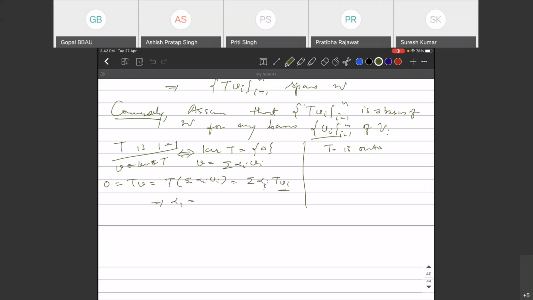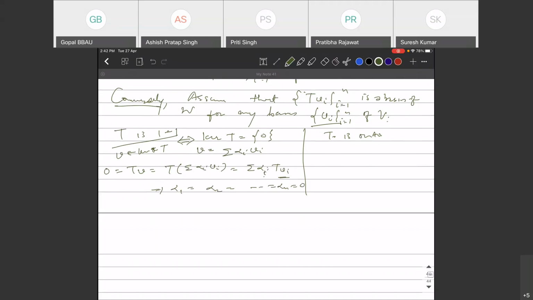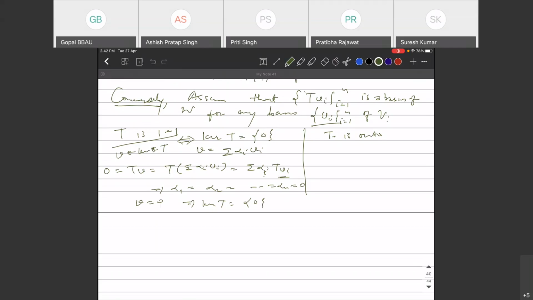This implies alpha 1 equals alpha 2 equals alpha n equals 0, because the T vi are a basis. This means v is 0. So you have proven that the kernel of T is 0 and you are done. T is 1-1. So how do you prove it is onto?